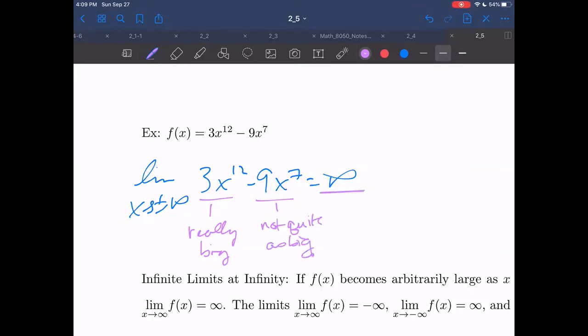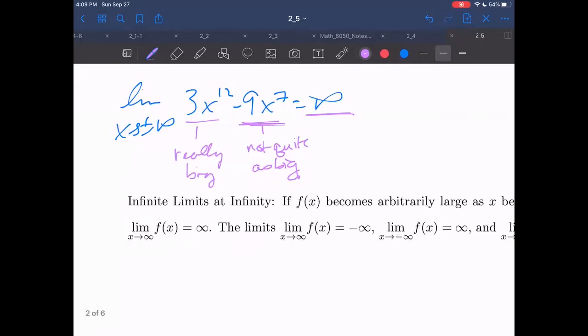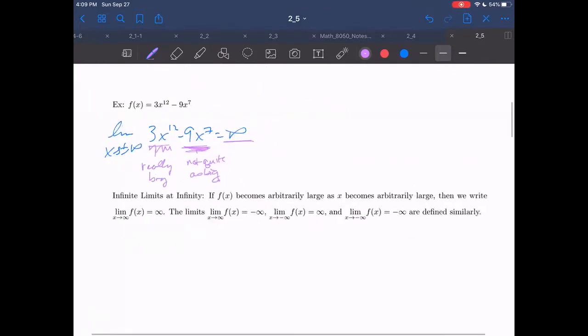Okay, so we get positive infinity. If for some reason this number was going to be bigger or getting bigger faster than our front number, then it would be negative infinity. Okay, so if we're looking at infinite limits at infinity.